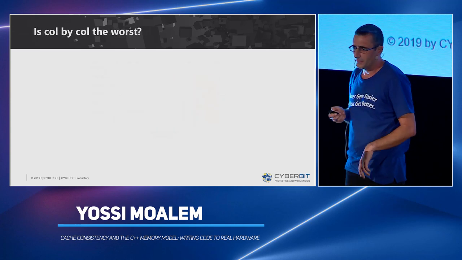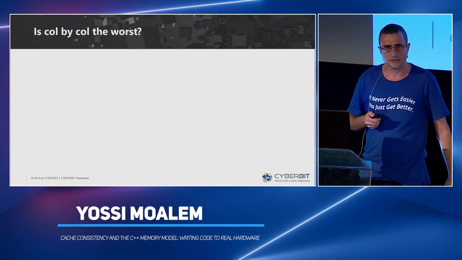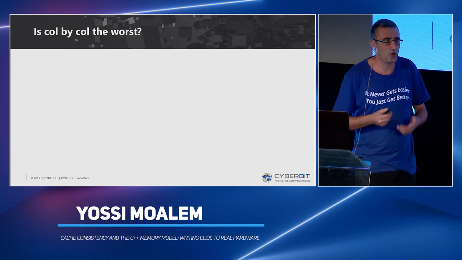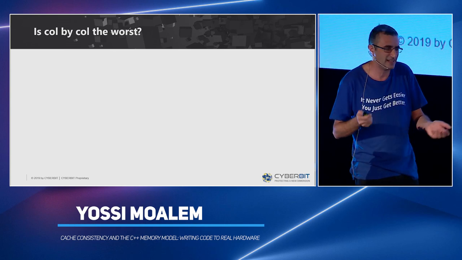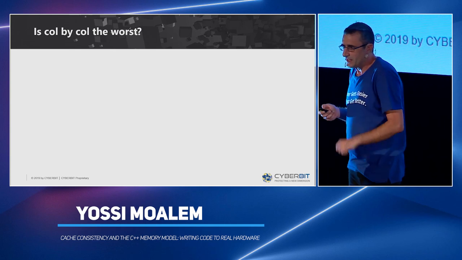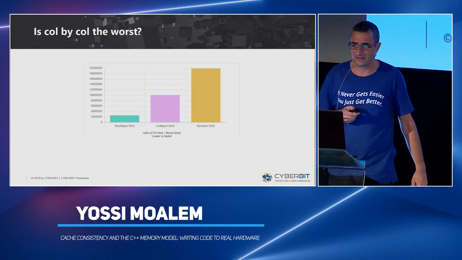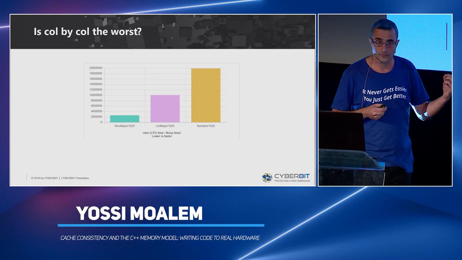The question is, is column by column the worst? And by asking this question, obviously the answer is no, because otherwise it would be kind of a stupid question, isn't it? So now, if I go randomly, it's actually a lot worse. And why is that?